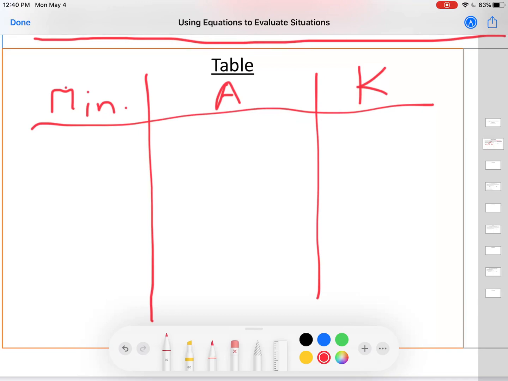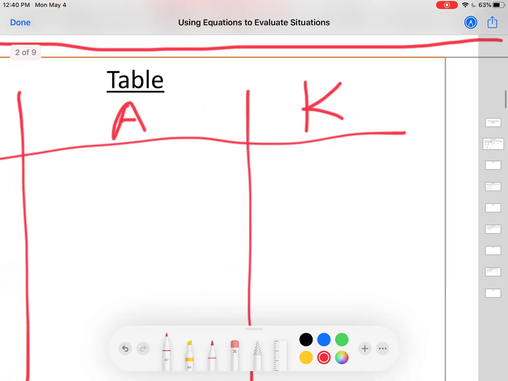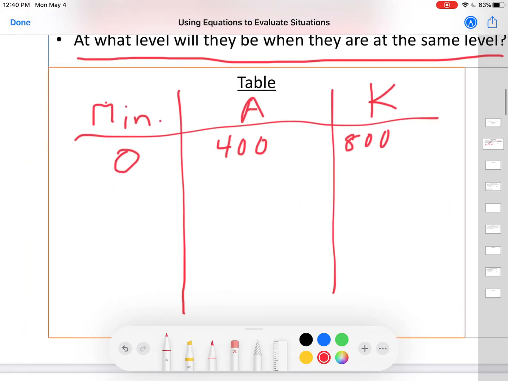So Andromeda and Kendo. All right, minute 0. Minute 0 is when they start. Notice neither of them is at 0 when they start. Andromeda is at 400. Kendo is at 800. Do they start out equal? No. So we have to continue the table. 1. Andromeda is going 50 feet per minute. So 400 plus 50 makes 450. Kendo is going 30 feet per minute. 800 plus 30, 830. 2. They're still not equal. We continue.